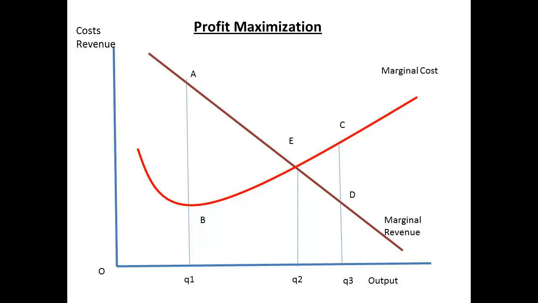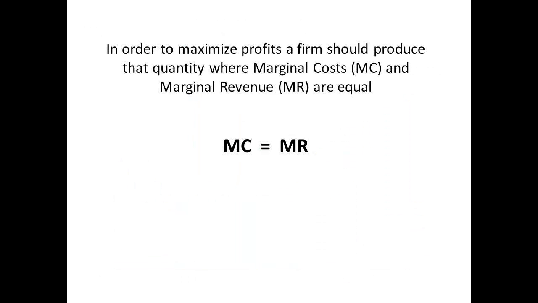So what about Q1? The point to note here is that if the firm produced an additional unit, then since revenues are above cost, the profit will increase. The desirable point is E. Producing one unit less would decrease profit, and producing one unit more will decrease profit. The maximum profit is therefore the point at which marginal costs and marginal revenue are equal.